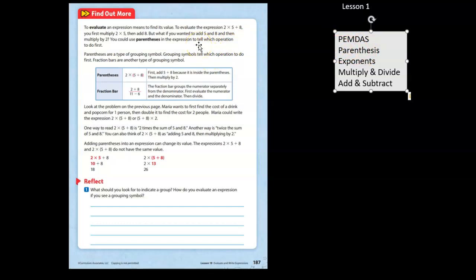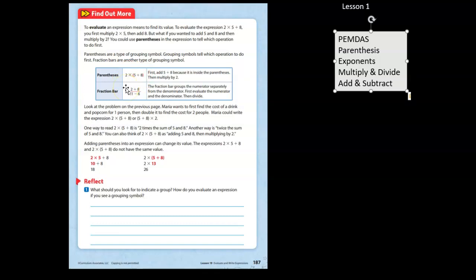Parentheses are a type of grouping symbol. Grouping symbols tell what operation to do first. And it gives us a little example right here. This is using parentheses. So if you wanted to add the 5 and the 8 together first, you would put parentheses around them. That would be 13 times 2.